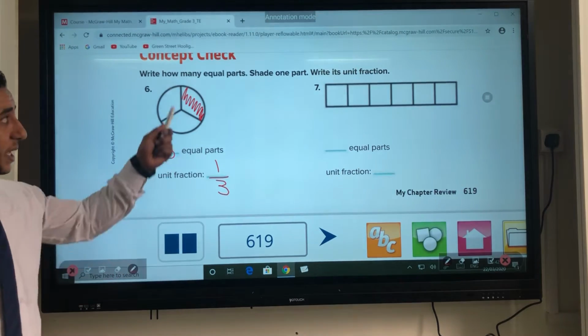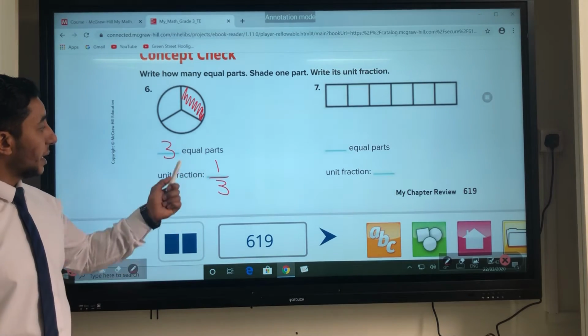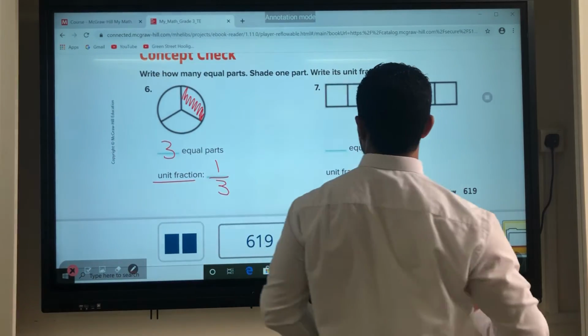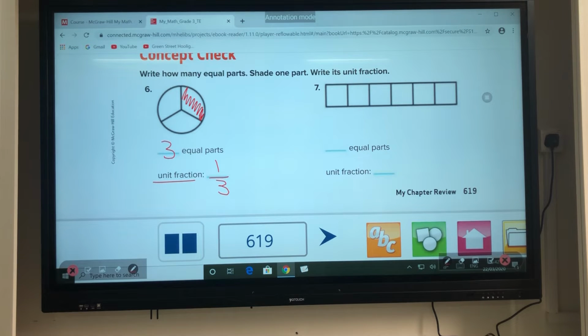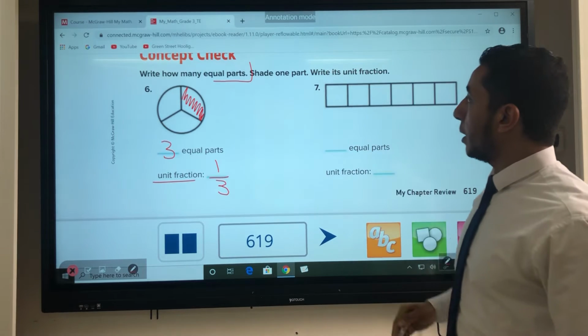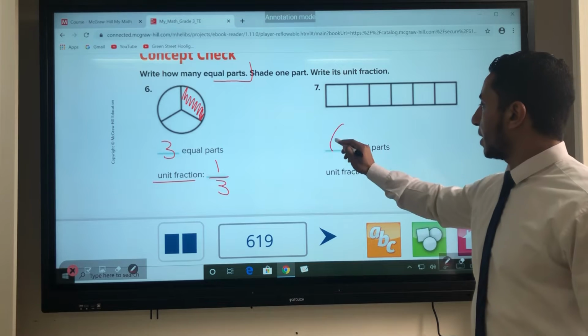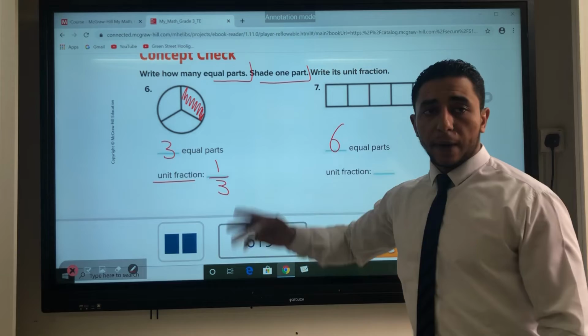As I said, in the last question, any fraction that has 1 above is called a unit fraction. What about this? By yourself, 1 minute. Excellent. So first part, write how many equal parts. So 1, 2, 3, 4, 5, 6. 6 equal parts. And second part of the question, shade one part.